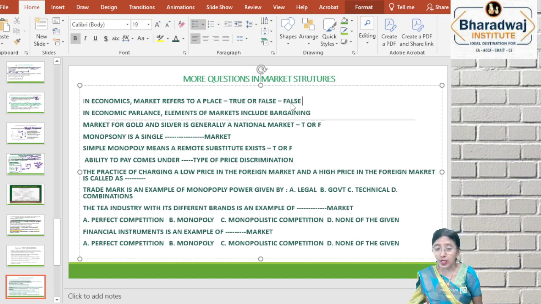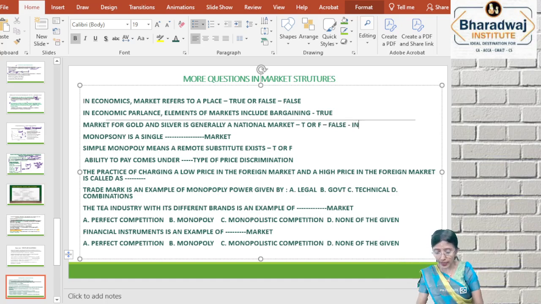In economic parlance, elements of market include bargaining. True, very much. Bargaining for a price is always there. Market for gold and silver is generally seen as a national market. No, false, because it is an international market. This is taken from the general segment.